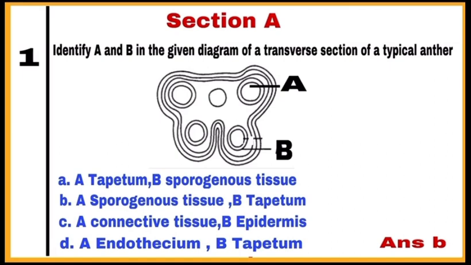Question number 1. Identify A and B in the given diagram of a transverse section of a typical anther. It is the transverse section of young anther where A is the sporogenous tissue and B tapetum layer. So here mark B as a correct answer.